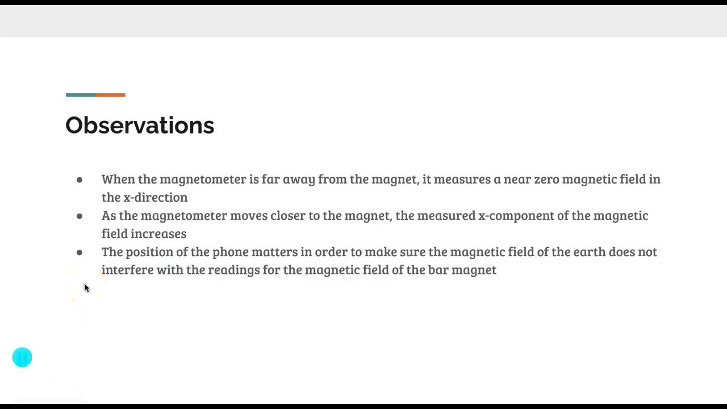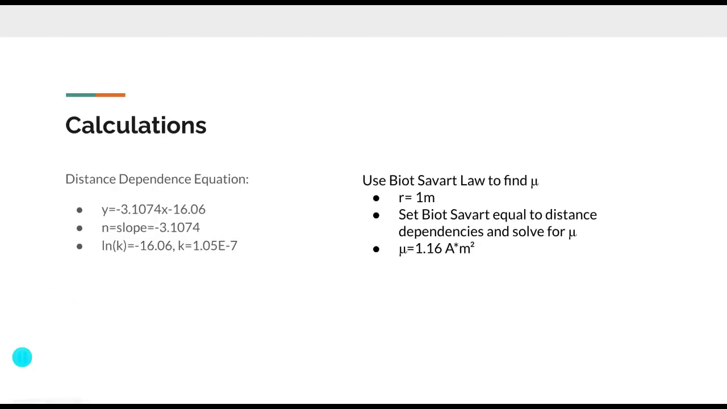I found that when the magnetometer is far away from the magnet, it measures a near zero magnetic field in the x direction, and as the magnetometer moves closer to the magnet, the measured x component of the magnetic field increases. The position of the phone matters in order to make sure the magnetic field of the Earth does not interfere with the readings for the magnetic field of the bar magnet.